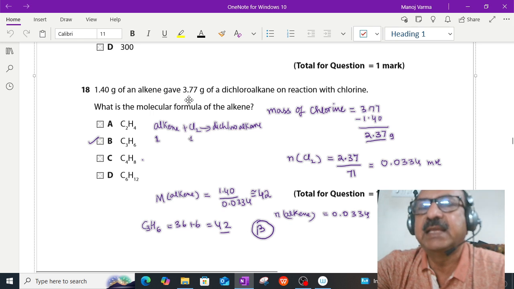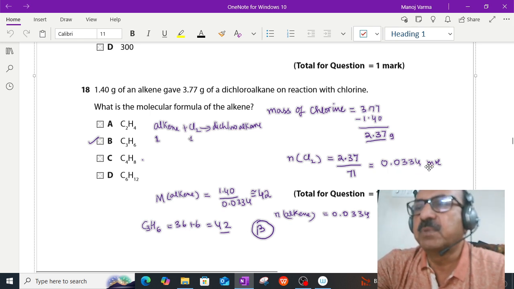1.40 gram of an alkene gave 3.77 gram of a dichloroalkane on reaction with chlorine. What is the molecular formula of the alkene? Obviously the first step that you can always take is that you can find out the mass of the chlorine, because 3.77 minus 1.40 will give you the mass of the chlorine. Then you can also find out the moles of chlorine by dividing by 71, that is 0.0334.